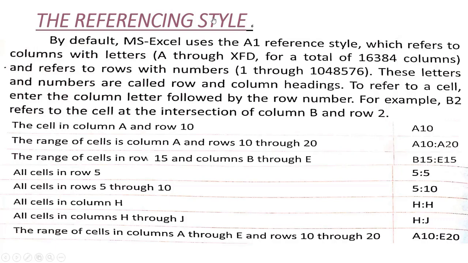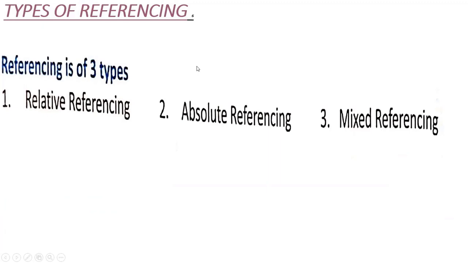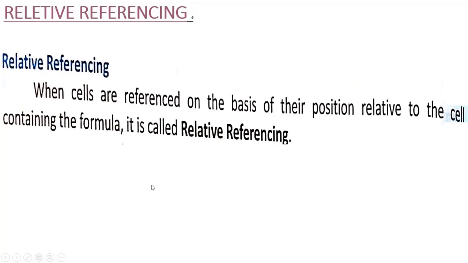Now we'll see different types of referencing. Referencing is of three types. One is relative referencing, second is absolute referencing, and third is mixed referencing. Let's talk about relative referencing. When cells are referenced on the basis of their position relative to the cell containing the formula, it is called relative referencing.